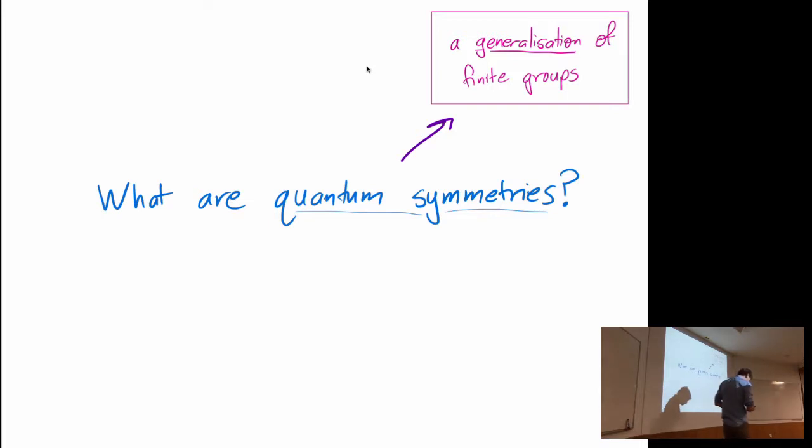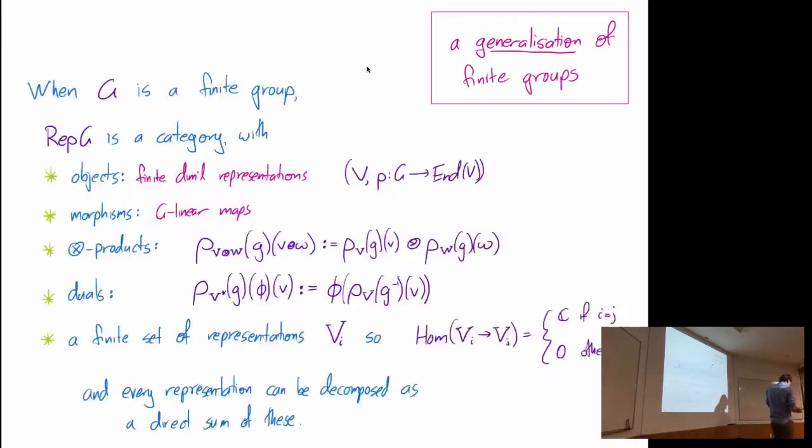Well, what can we say? When G is some finite group, Rep G, that's the category whose objects are just the finite dimensional representations, let's just say over the complex numbers to make everything as easy as possible, and the morphisms are just the usual notion of morphisms between representations. That gadget, well, it's obviously a category, and it's a very nice category in various ways.